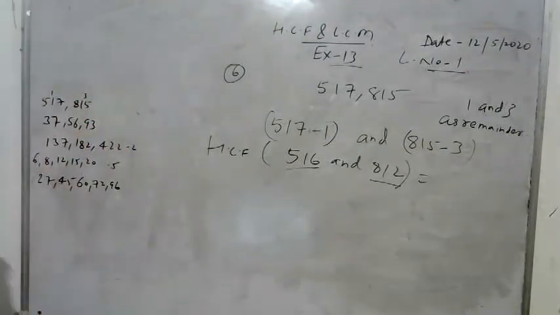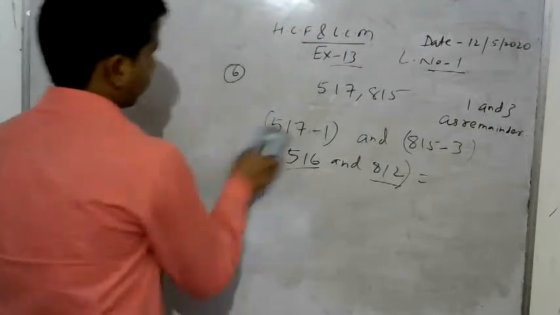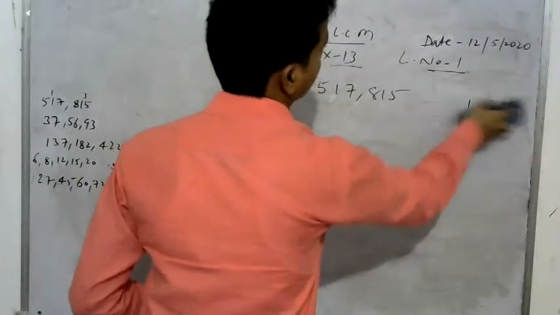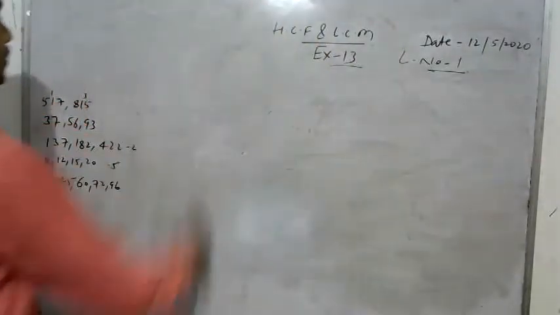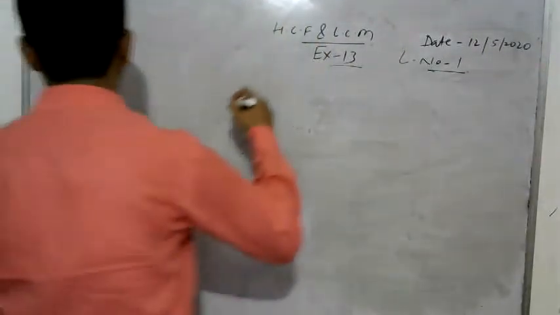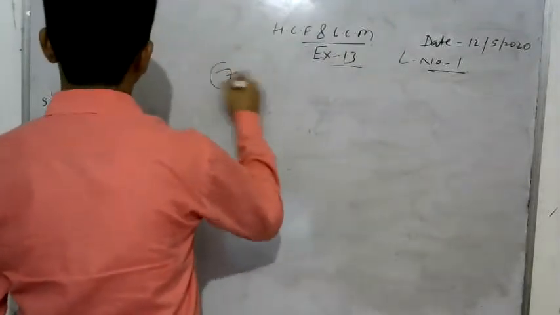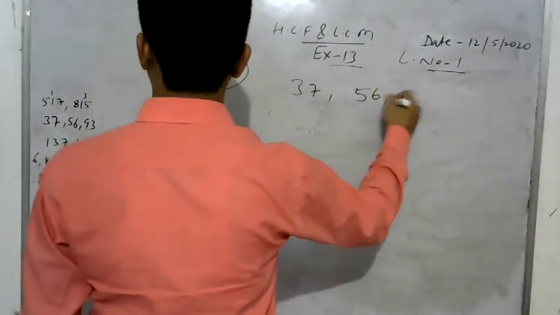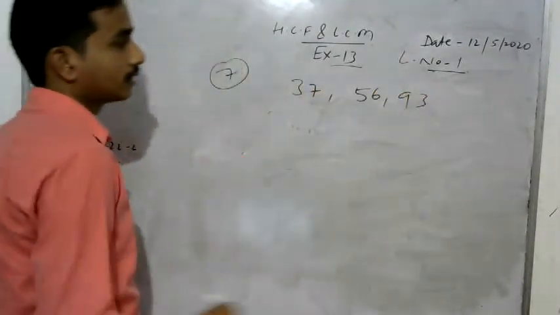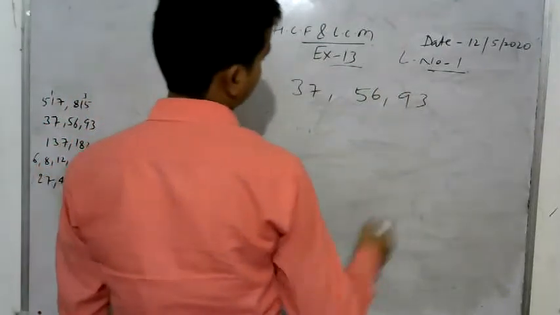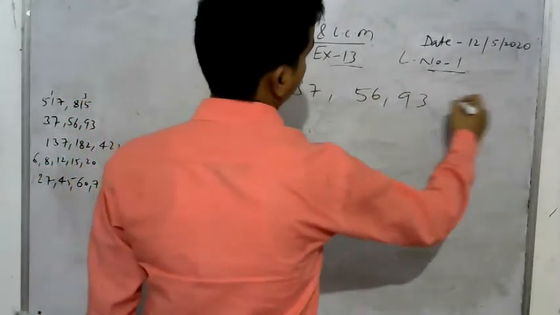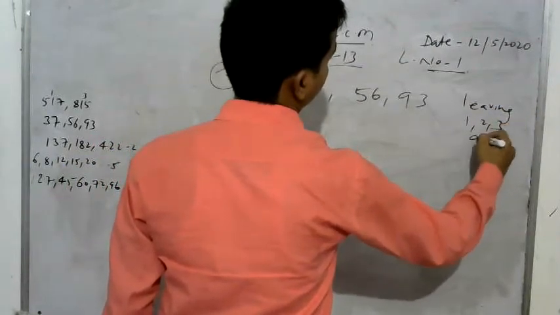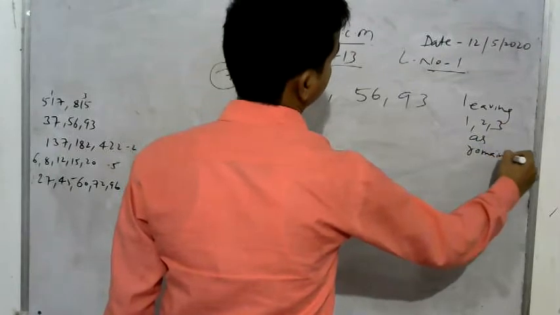Now the next question. Next question is question number 7. Question number 7 says find the greatest number that will divide 37, 56 and 93, leaving 1, 2 and 3 as remainders. Okay.